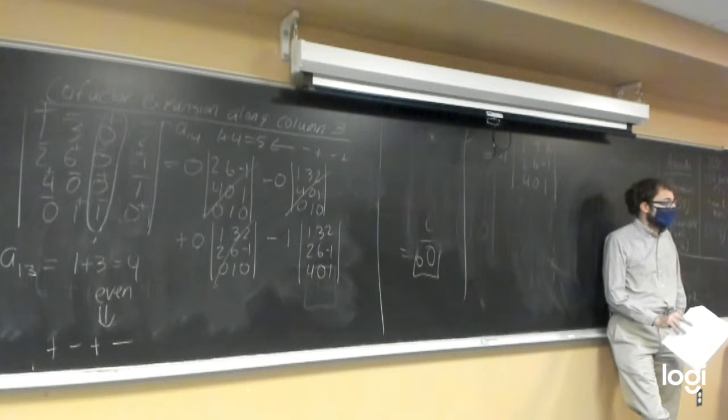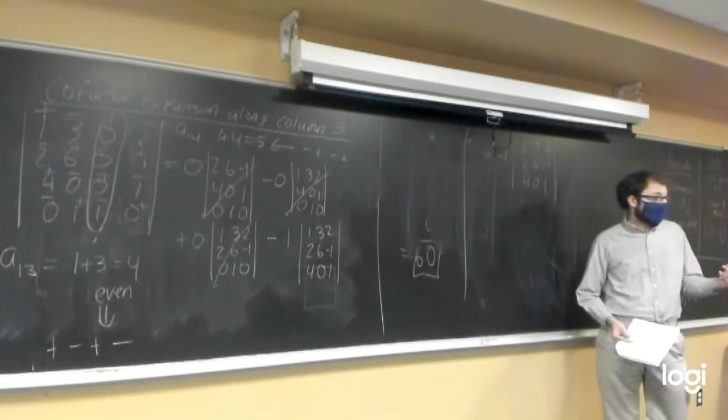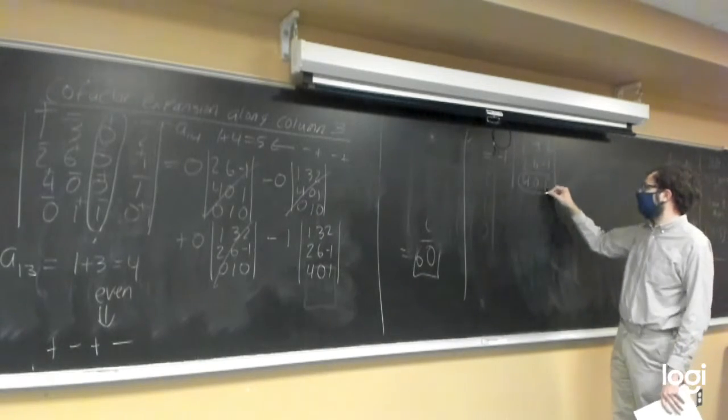Jackson? Row 3. Why? If you're to do column 2, it has a 0 in the first row. And if you're to do column 2, you have to multiply by 3 and 6. Sounds reasonable to me. So Jackson's proposing we expand along row number 3.